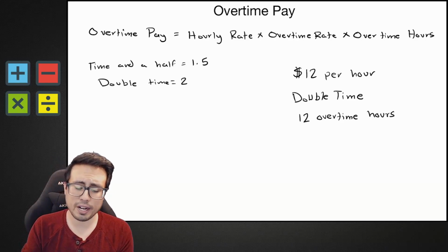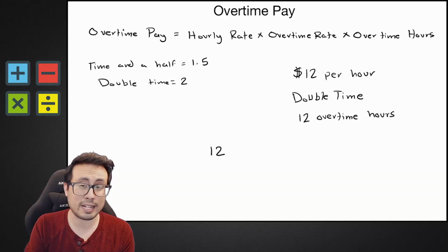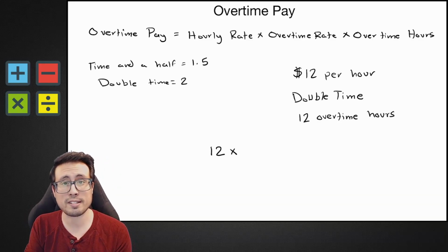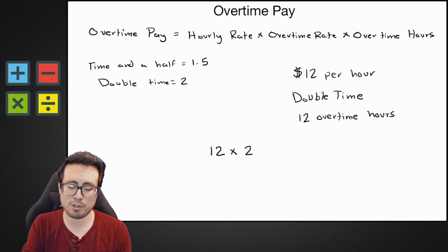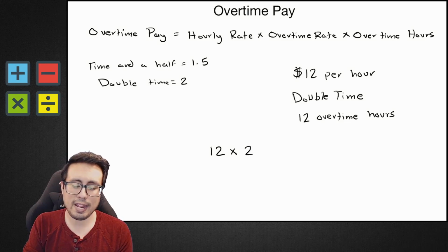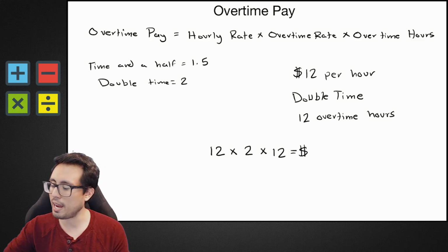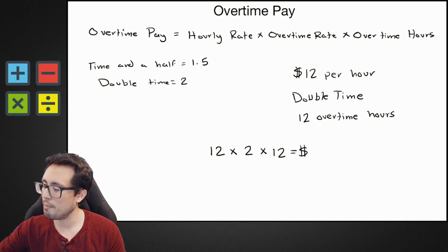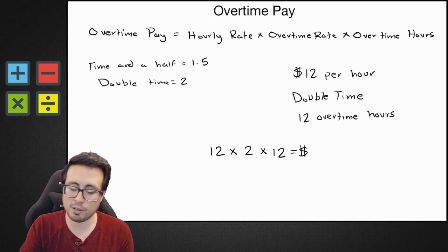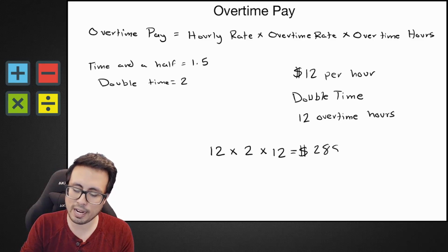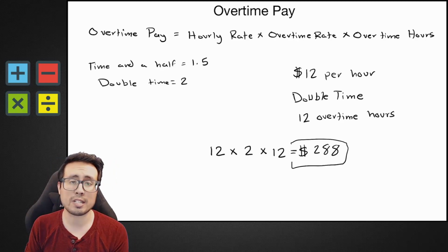So according to my equation, I need to start with my hourly rate, which is 12, right? That's how much I make per hour. Then I need to multiply it times my overtime rate, which in this case is double pay. Double pay means 2, or double time means 2. And then I need to multiply it times the number of overtime hours, which is 12. And so if I just go ahead and multiply these numbers out, that should give me my overtime pay. And if I do that, I get $288. So $288 is our overtime pay.